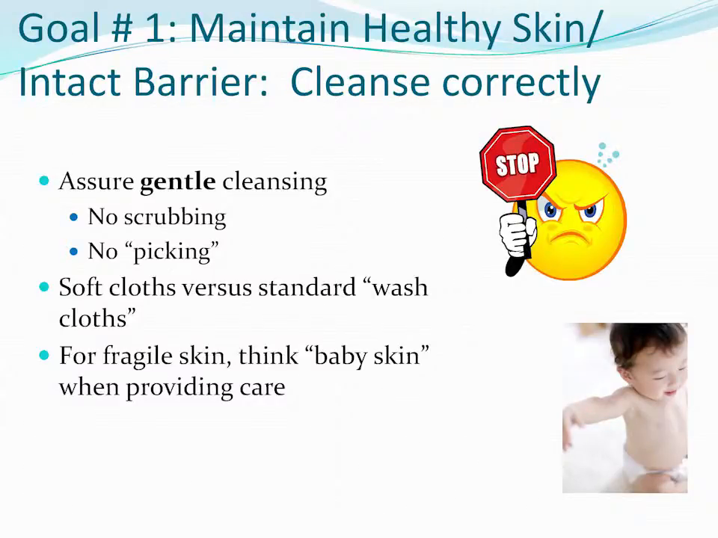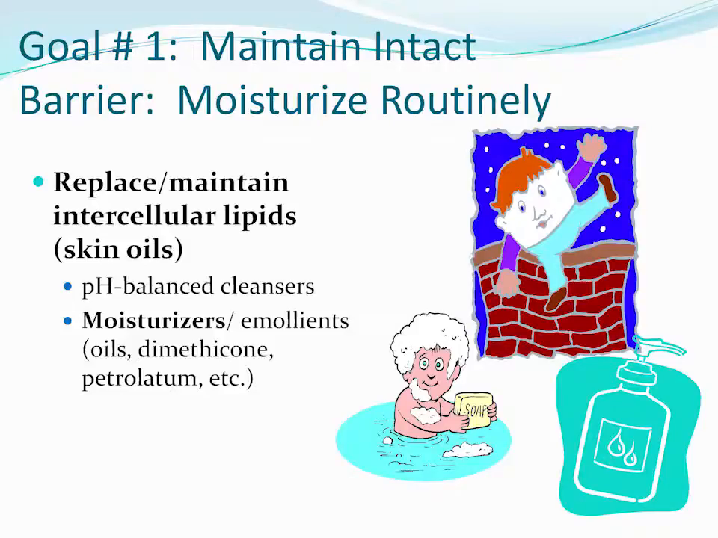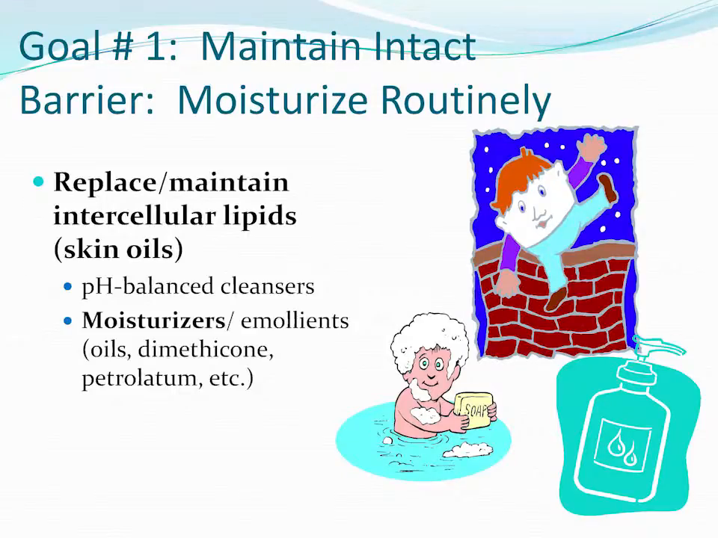Use very soft cloths. Look at baby wipes. Are they coarse? Do they look like sandpaper? No, they're very soft and gentle, and that's what we should be using. So we should be using disposable washcloths that are very soft, or we should be using impregnated wipes. Every time we do continence care, we should be replacing those skin oils. So we should be gently removing stool and urine and replacing the lost skin lipids to keep the skin healthy. Good moisturizers are going to be all of your oil-based products, your dimethicone products, your petrolatum, and we'll come back to that.